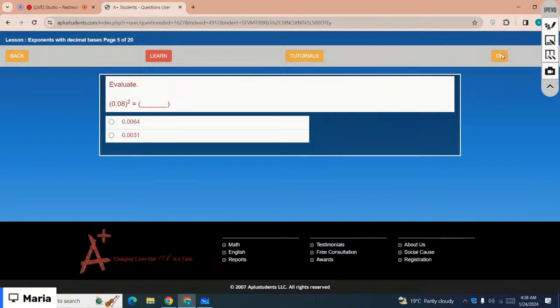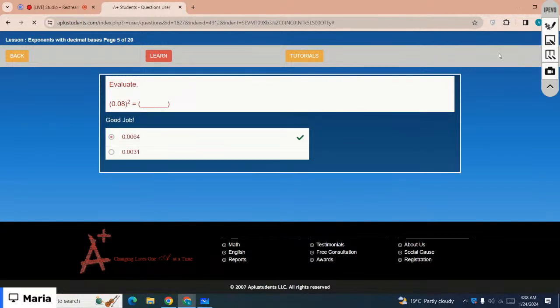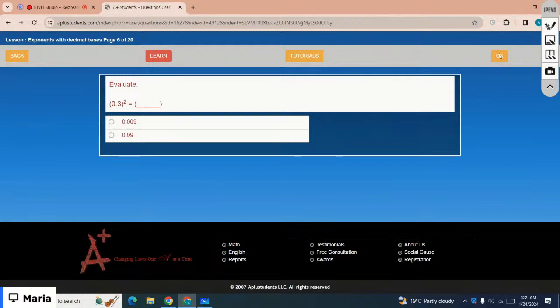Yes, the number has two decimal places, right? So when you evaluate the square, the answer must have four decimal places. That is option number 1 is the correct option. Very good. Okay, the next one is evaluate 0.3 square equals.